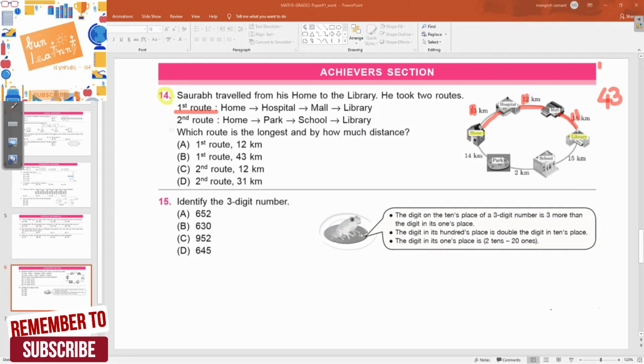Now how long does route 2 take? Route 2 is from home to park, park to school, school to library. So that is 14, 2 and 15. Let's add it up quickly.